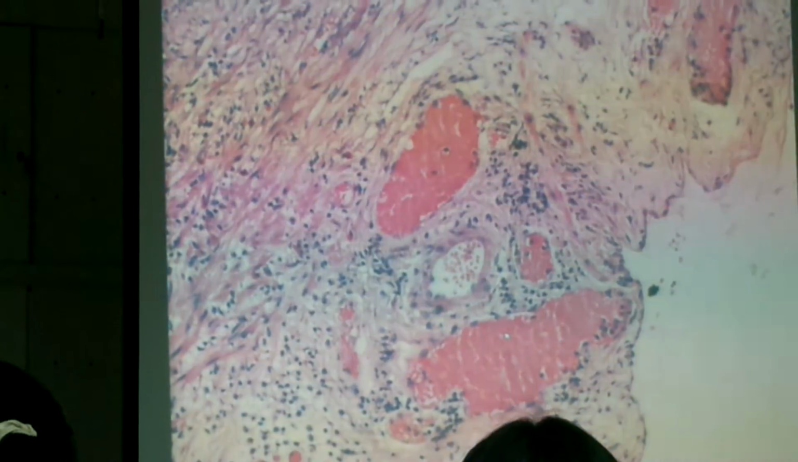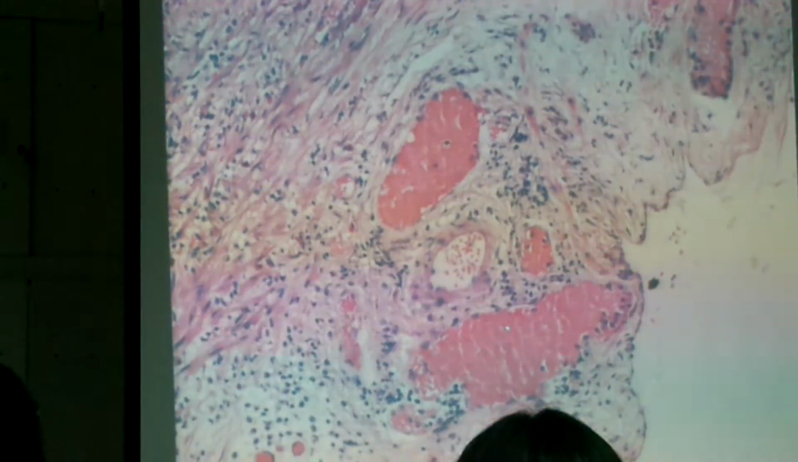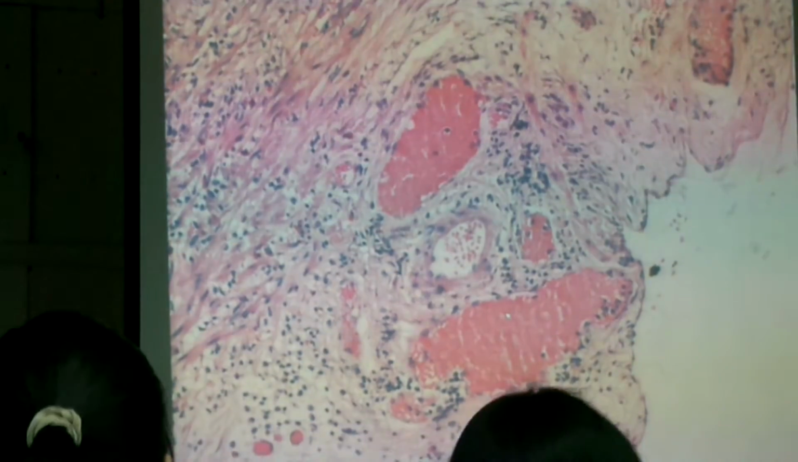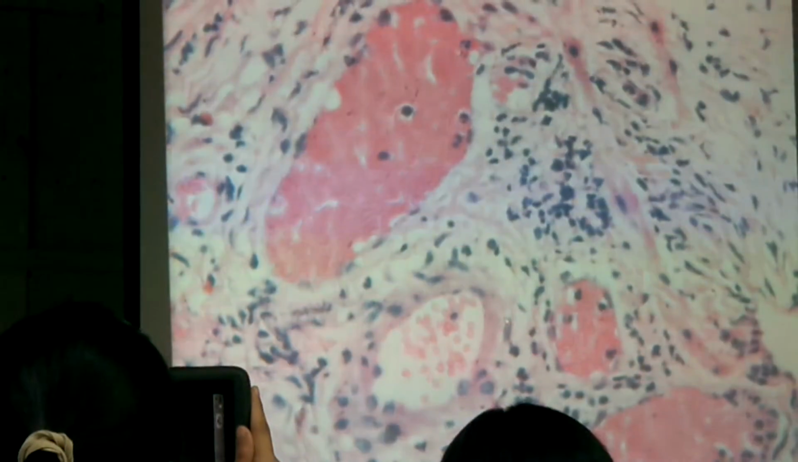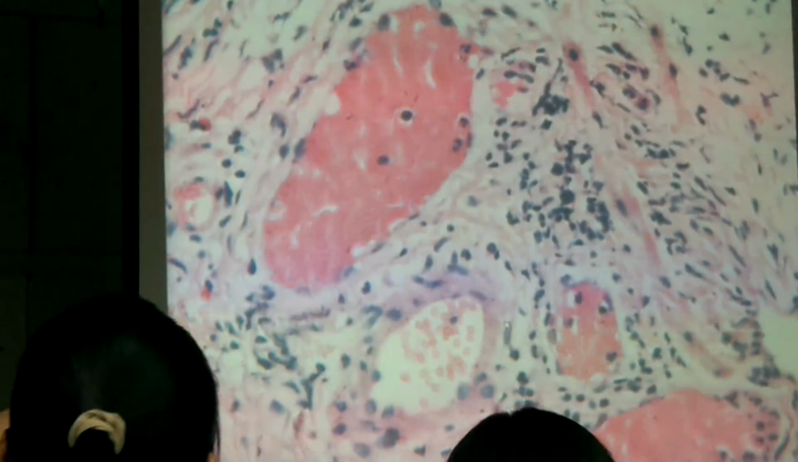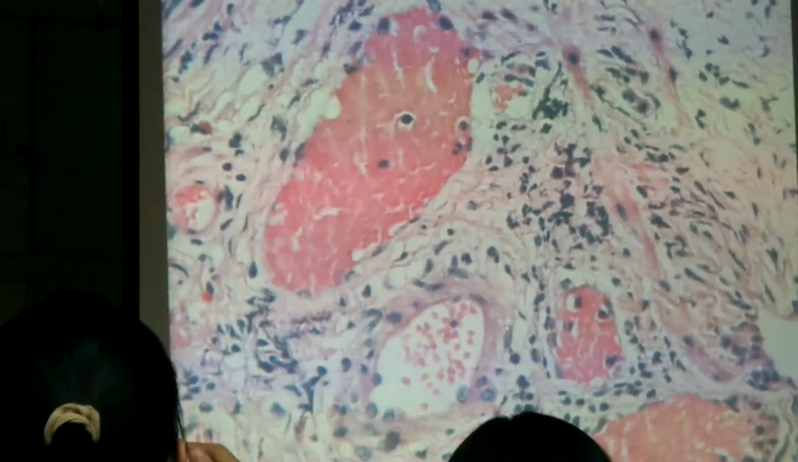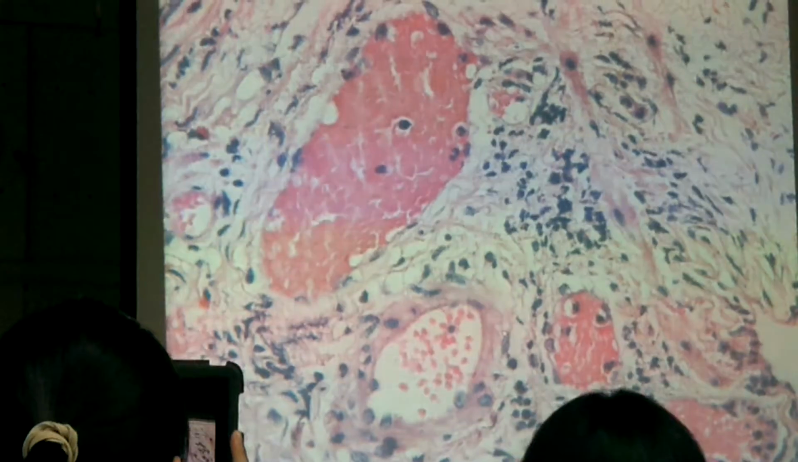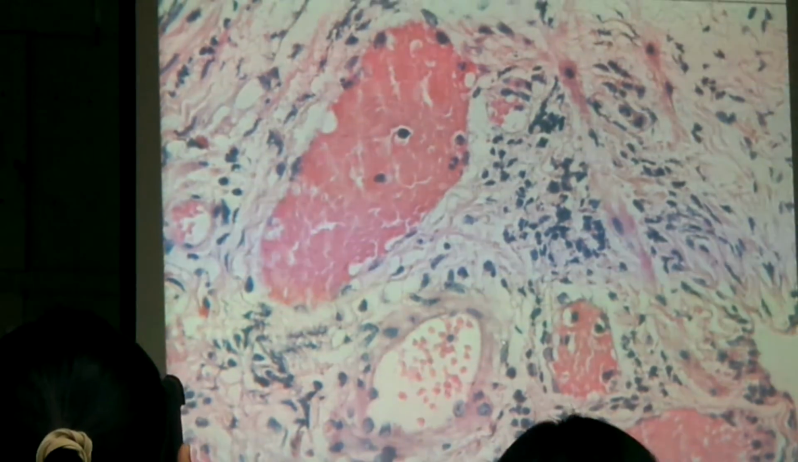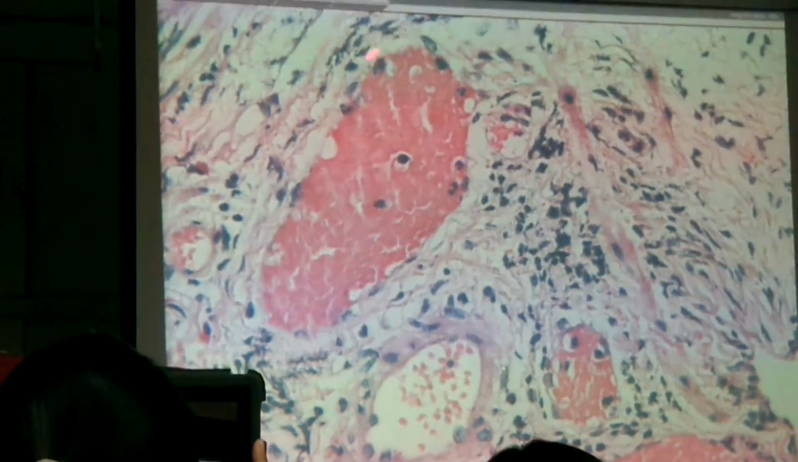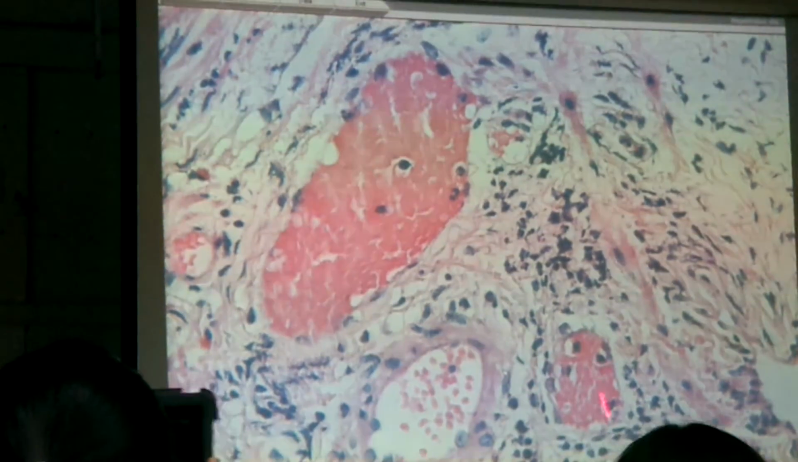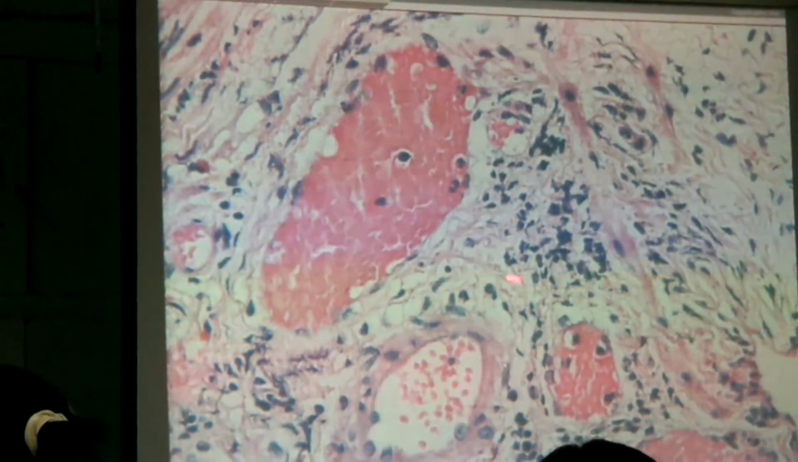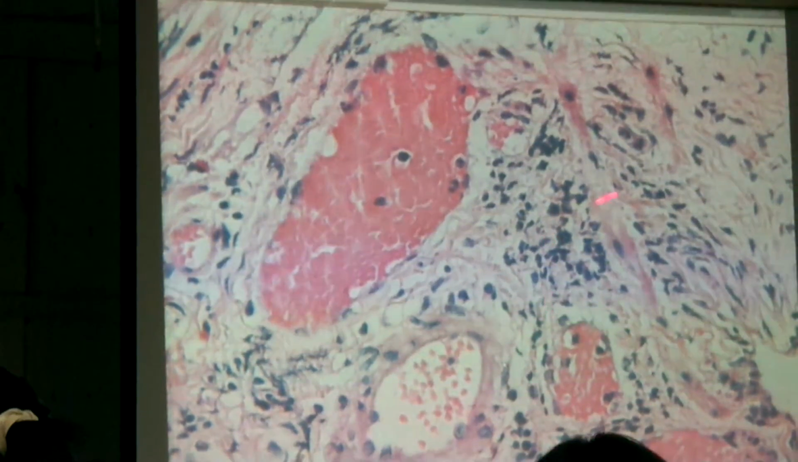Well, how do we go about looking at the inflammatory process? There are lots of inflammatory cells in the background. So this is a congested blood vessel, another congested blood vessel here and then there, and you have lots of inflammatory cells in the interstitium.